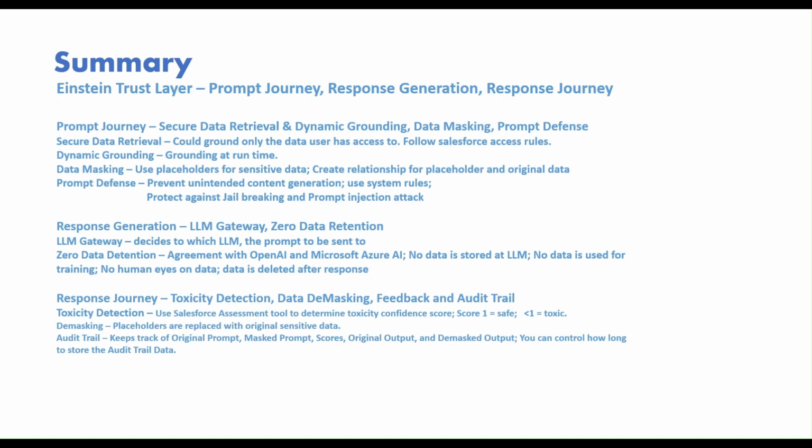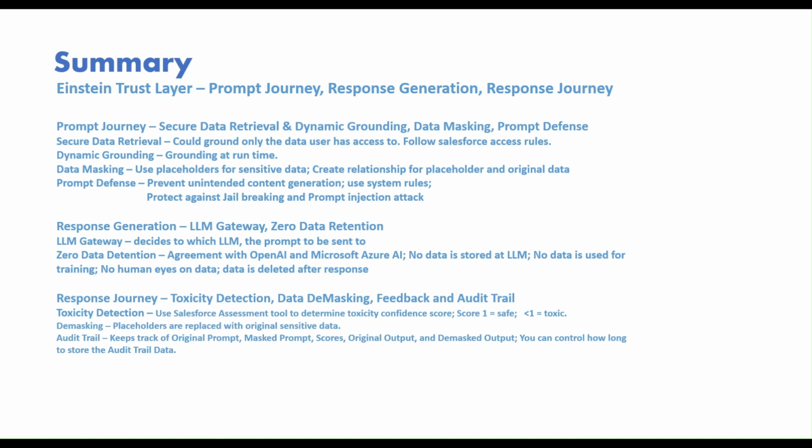In summary, the Einstein Trust Layer lets you get the benefit of generative AI without compromising your data security and privacy controls. It includes a toolbox of features like secure data retrieval, dynamic grounding, data masking, zero data retention, and toxic language detection. In addition, it adds accountability using audit trail. The trust layer consists of 3 paths: prompt journey, response generation, and response journey. You need to be familiar with the components of each path and the order in which it occurs.